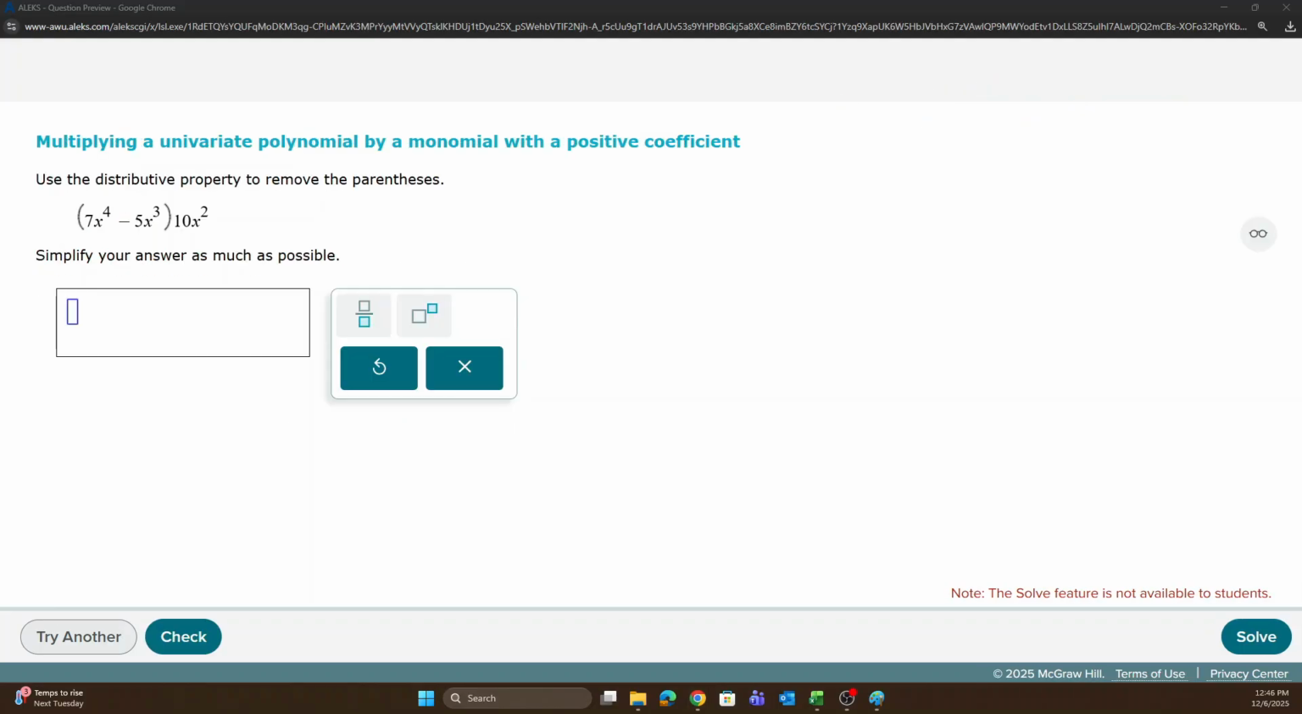All right, here we have our next problem set. We're going to multiply these out. So all we really need to do is distribute this whole thing here to each of these terms. So really what we're looking at is 10x squared times 7x to the 4th minus 10x squared times 5x cubed. This minus here comes from the minus here. That's where those come from.